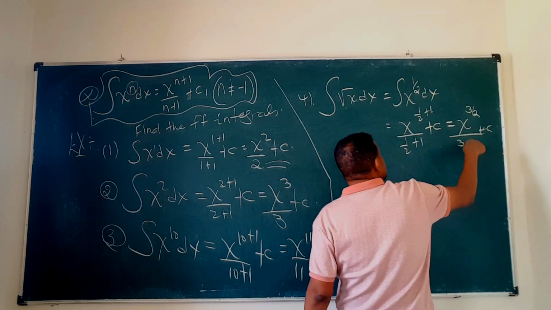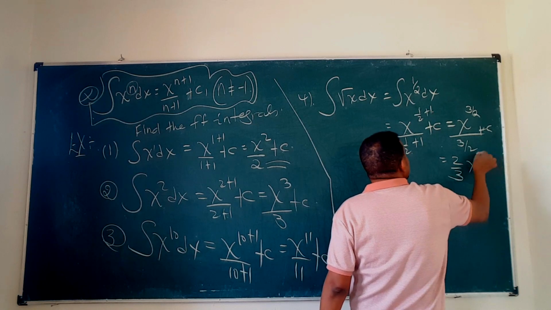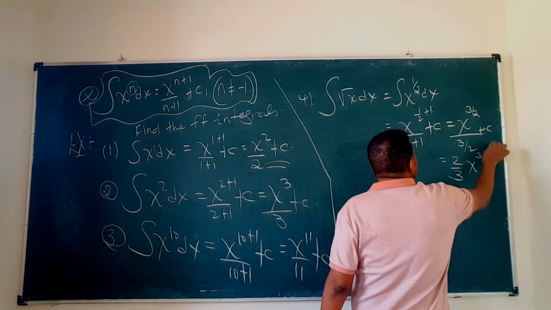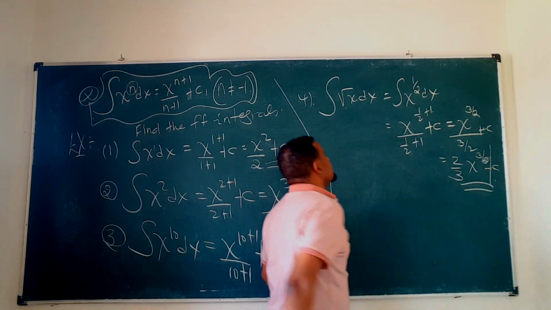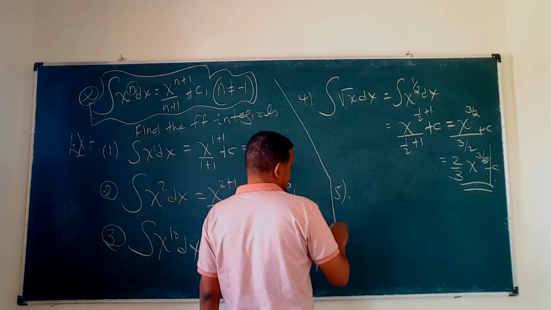So this gets flipped. 3 over 2 was there, so what will it become? That will be 2 over 3 x the power of 3 over 2 plus c. Okay?